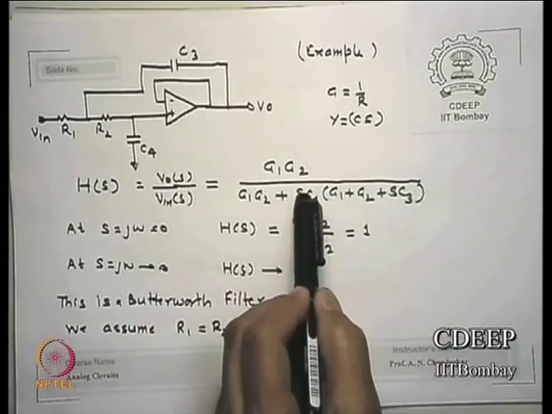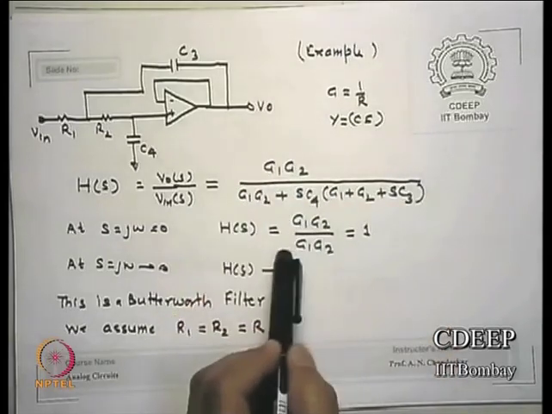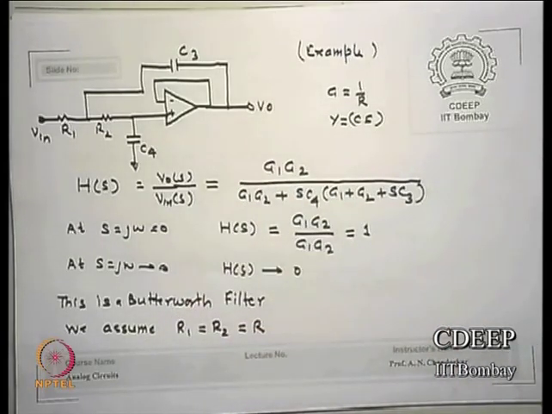That term has gone away, G1 G2 by G1 G2, so 1. What does that mean? At S equal to 0, the transfer function already has a value. 1 means it could be normalized to some other H0, so it has a value. Is that correct? So which filter am I looking for now? Initially there is a value. Which filter am I looking for? Low pass. I have a value of the output gain available at this point. Is that clear?